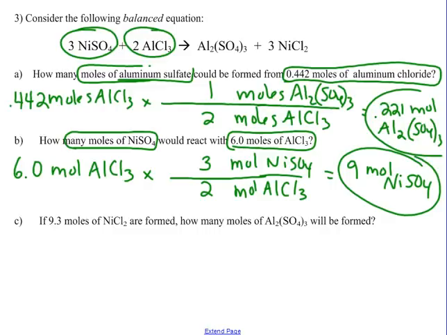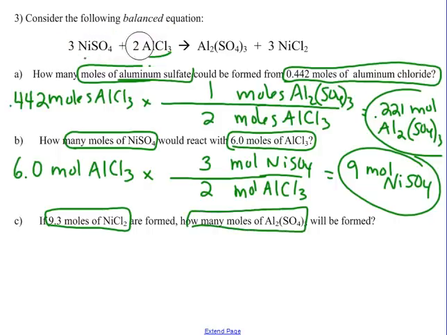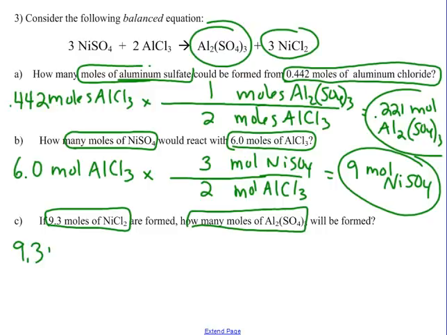Part C. If 9.3 moles of nickel chloride were formed, how many moles of aluminum sulfate were formed? So now, going back to our equation, we're dealing with the nickel chloride and the aluminum sulfate. So let's start with the number we are given, 9.3 moles of NiCl2.